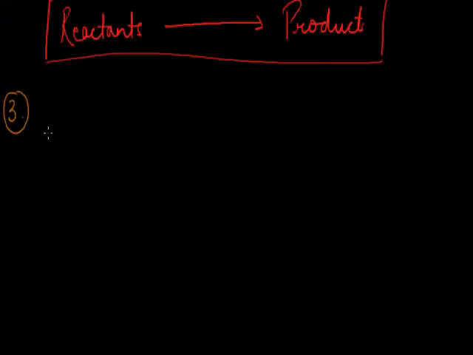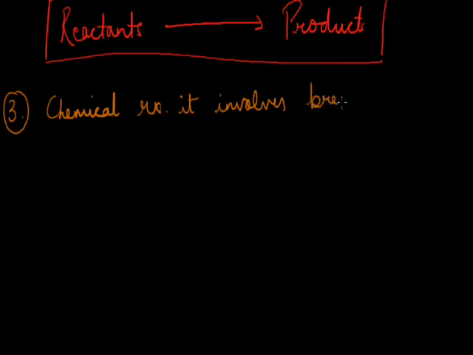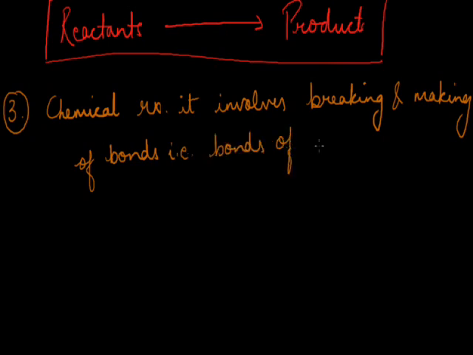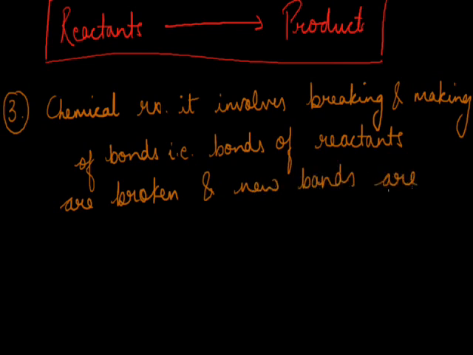Now the next property is that as a new substance is formed, what is actually happening during a chemical reaction is that the bonds in the reactants are broken and new bonds are formed between the elements to form the product. So we can say that a chemical reaction involves breaking and making of bonds. It means that bonds of reactants are broken and new bonds are formed to make the product.